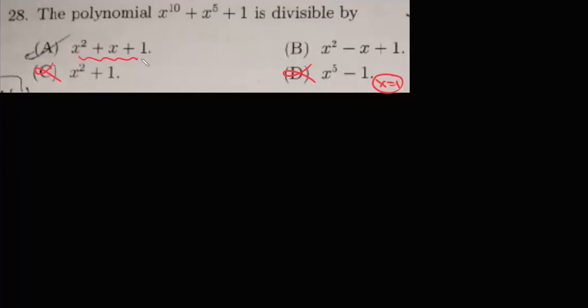Now if we look at x square plus x plus 1, the two roots are omega and omega square. Now if we put x as omega, we get omega to the power 10 plus omega to the power 5 plus 1, and there will be omega plus omega square plus 1, which is 0, so it satisfies this polynomial. And if we put x as omega square also, it will be omega to the power 20, omega to the power 10 plus 1. So it will be omega square plus omega plus 1, which again is 0. So both the roots of this quadratic are also roots of this polynomial. So that means this polynomial will be divisible by A.